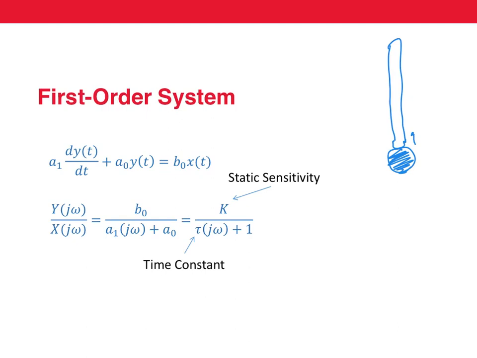This is because the thermometer can be approximated as a first order system. The mathematical relationship of the first order system, since a first derivative appears in the differential equation, this is called a first order system. So in addition to the static sensitivity, which we had in the zero order system, we have another term called the time constant, which kind of defines the behavior of this system.